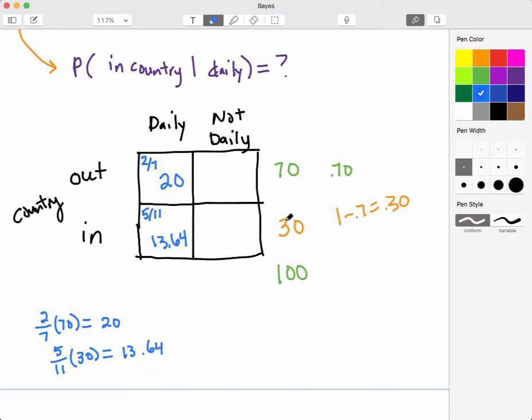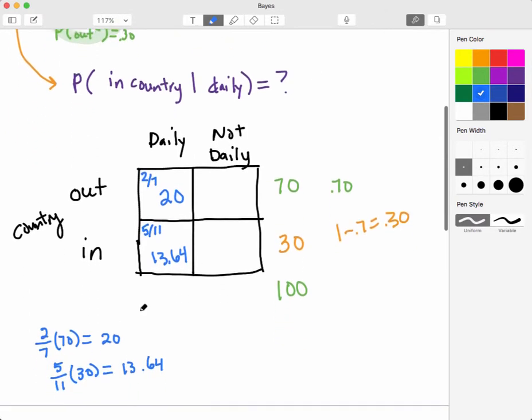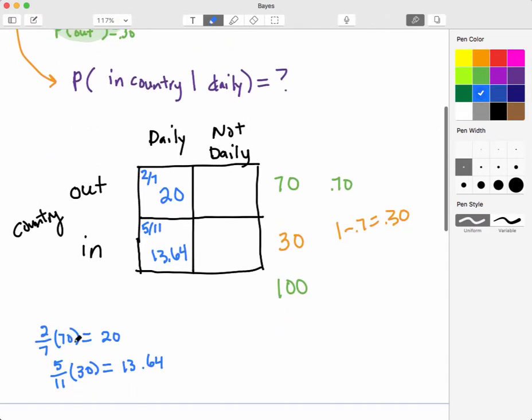Now I'm going to scoot back up here to the tree diagram. You can multiply numbers along the tree diagram and get a probability, like an and probability. What are the chances that you're in the country and logging on daily? You just multiply those numbers together. And that's kind of what we did right here. We were multiplying, well, it wasn't a probability, it was a count, but it's the same idea.